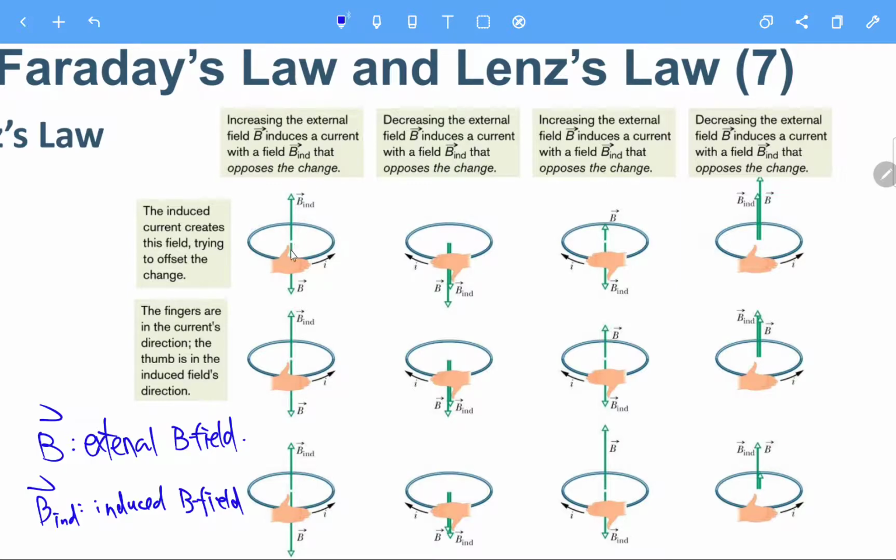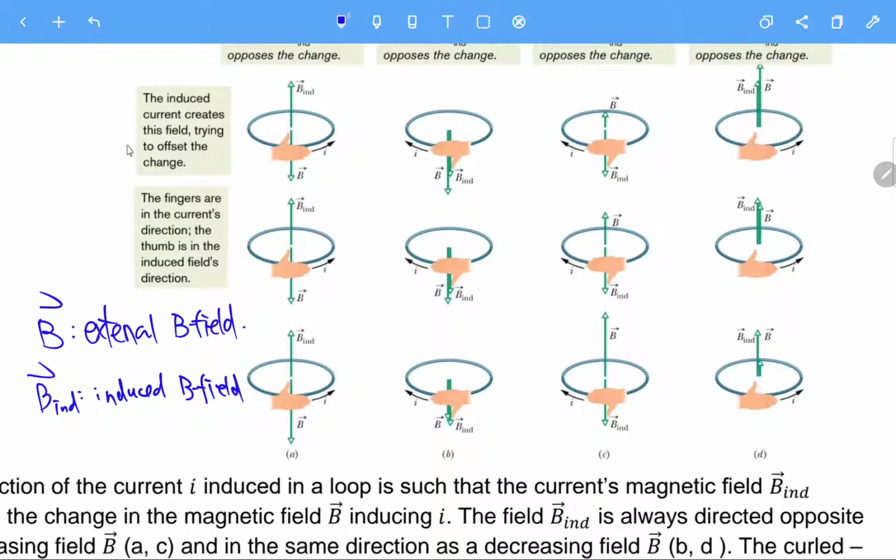So if the external B field is pointing downward and it increases, then this loop will generate a B field pointing upward. And in this case, using the right-hand rule, you will know that the induced current is counterclockwise. Then this induced B field is pointing upward. So the induced current creates this field trying to offset the change, and you use the right-hand rule to determine the direction of the current.